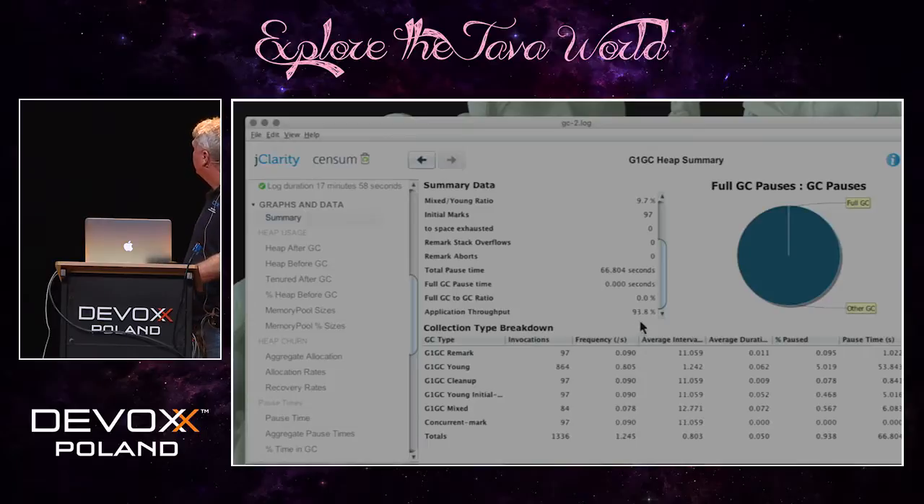We're running at an application throughput of 93.8%, which means that the garbage collector was running for, is that right? Yeah, 6.2% of the time. Whoa, that's nice.